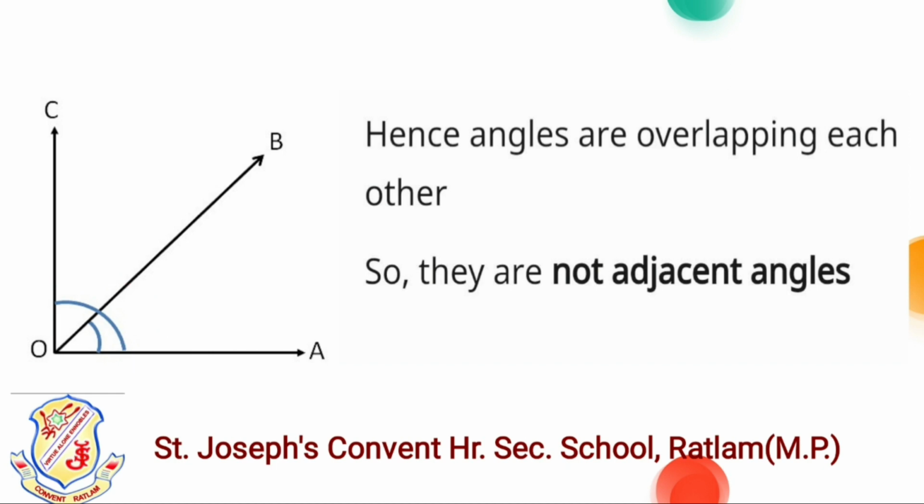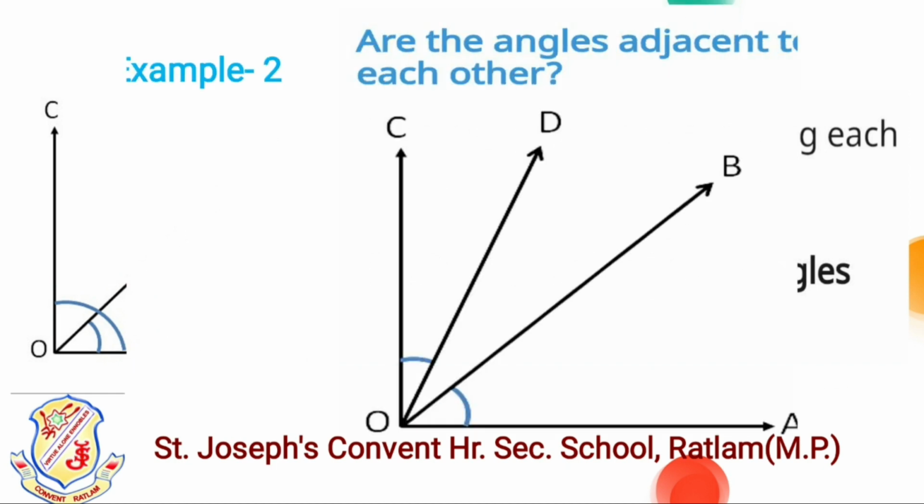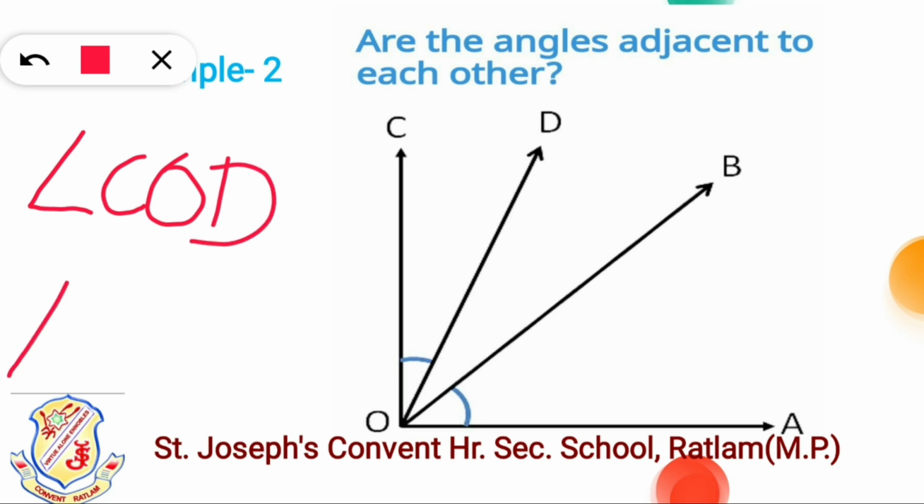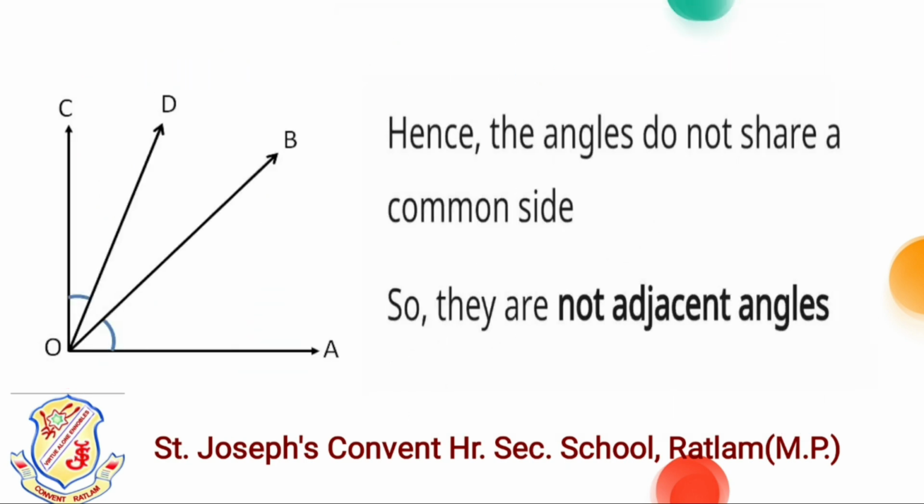Now let's take another example. Now children, in this figure, can you tell that these angles are adjacent to each other? These angles, meaning angle COD and angle BOA. No, because in this figure angle COD and angle BOA are not sharing a common side. Hence, these angles are not adjacent angles.